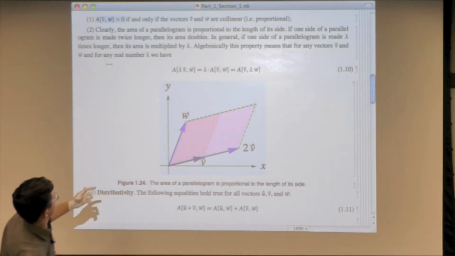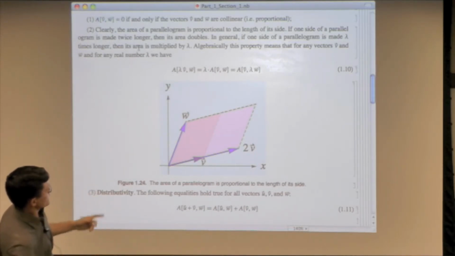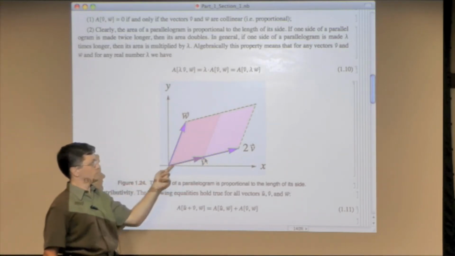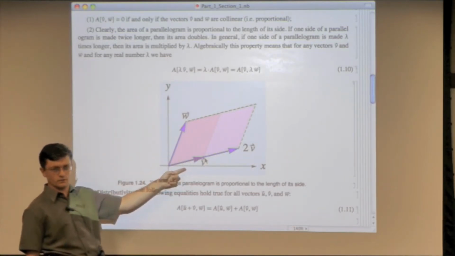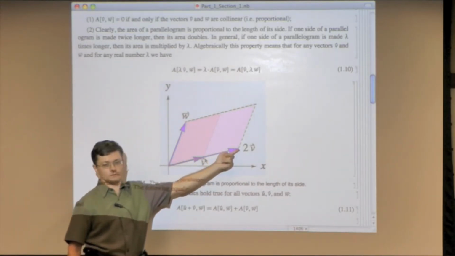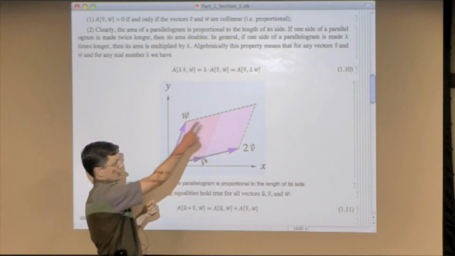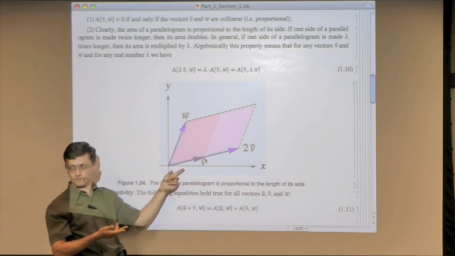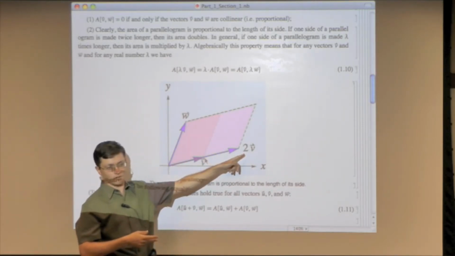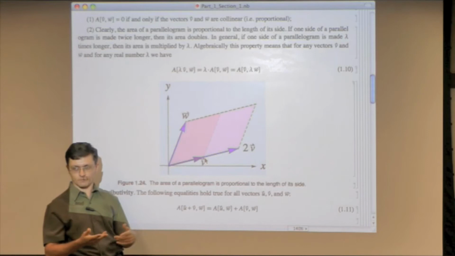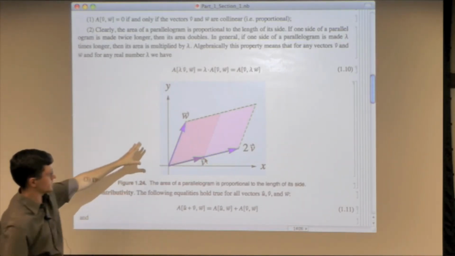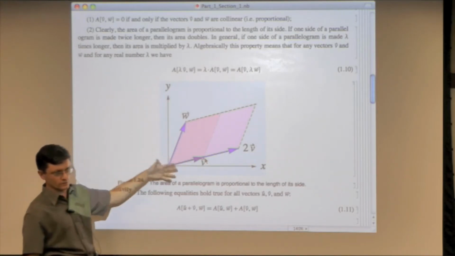Now the second property is that this area is proportional to the length of any of the two vectors. Basically, if you take this side and you double its length, then the whole area will be doubled, right? In general, if you multiply that side by some coefficient, the whole area should be multiplied by the same coefficient, right? So that's something that is easy to see geometrically.